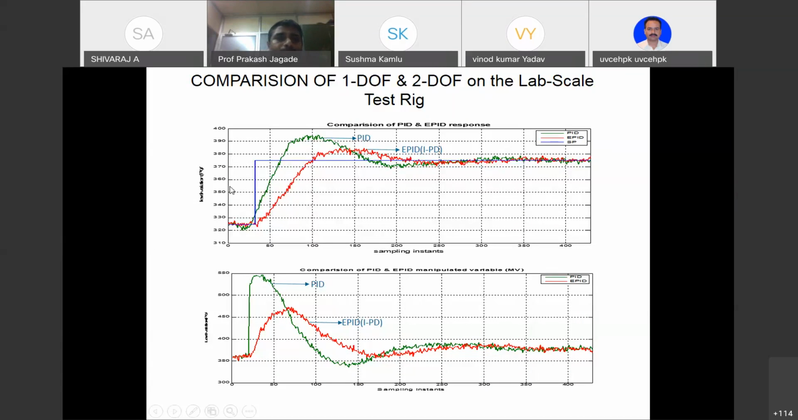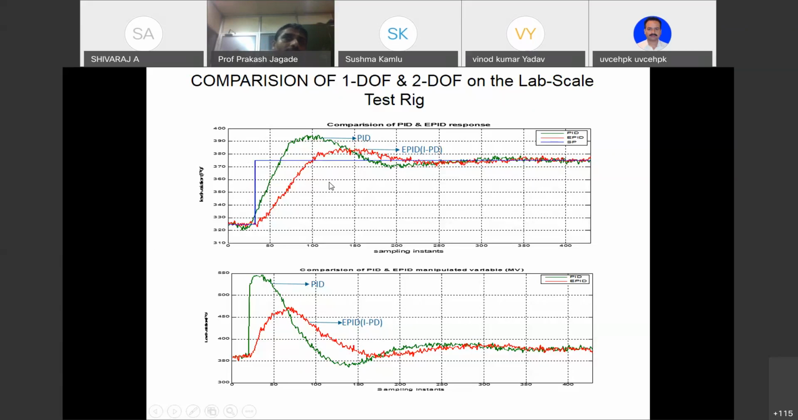You can see here, we have introduced a set point change at around the 40th sampling instant. The set point change is the blue one. The green one is the single degree of freedom PID controller performance, and the red one is the 2 degrees of freedom PID controller performance. In the 2 degrees of freedom PID controller, we have set alpha equal to 0 and beta equal to 0. If you see here, both controllers are able to maintain the process variable at the set point.